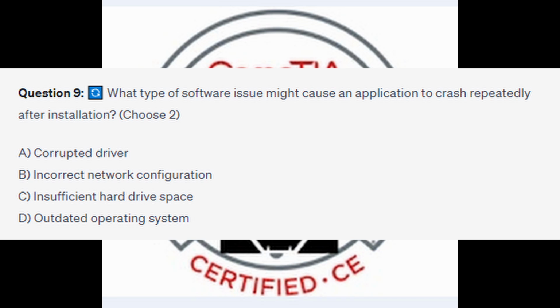And for the next question of our exam, question number 9. And the question states, what type of software issue might cause an application to crash repeatedly after installation? Choose 2. Is it A, corrupted driver? Is it B, incorrect network configuration? Is it C, insufficient hard drive space? Or is it D, outdated operating system? And now 5 seconds.